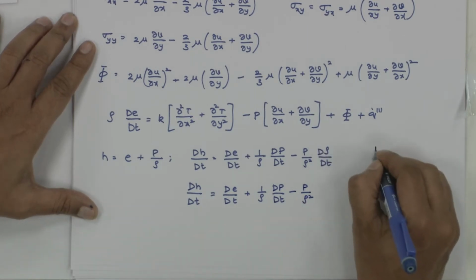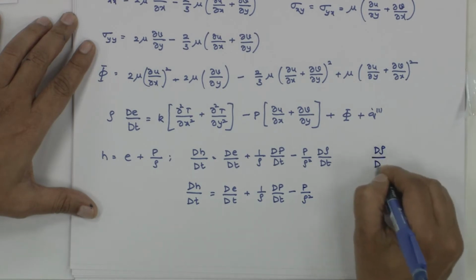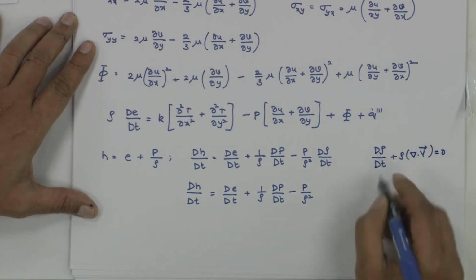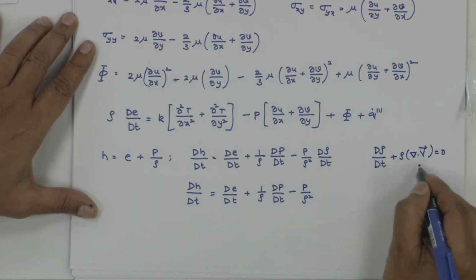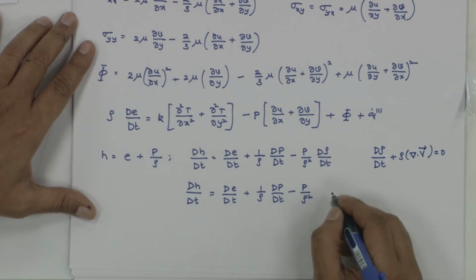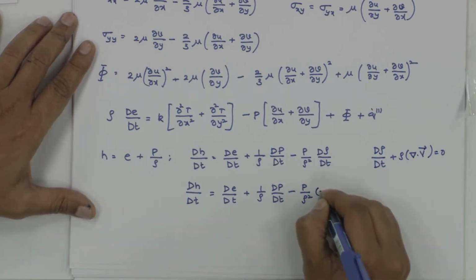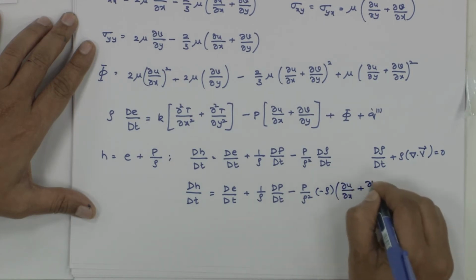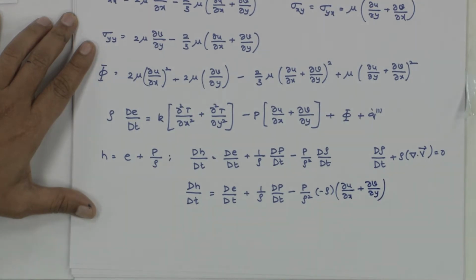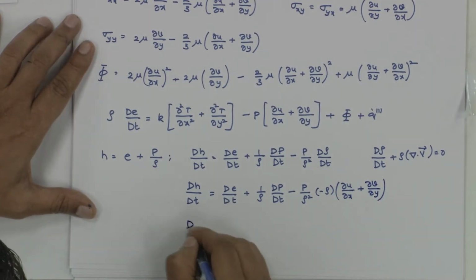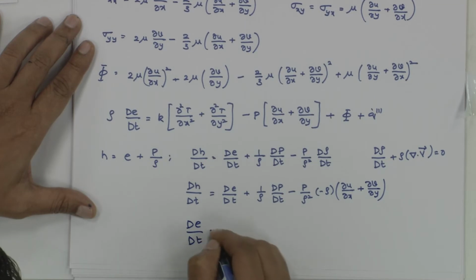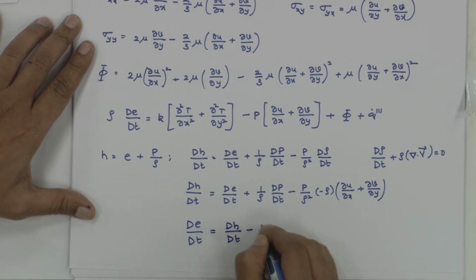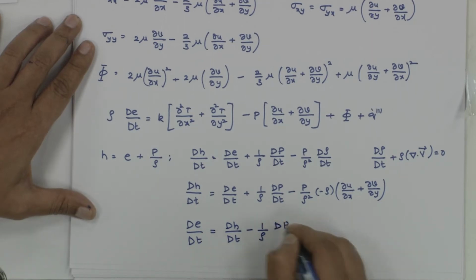We know by conservation of mass, d rho by dt plus rho del dot V equals 0. So d rho by dt will be minus rho del dot V, and del dot V is nothing but del u by del x plus del v by del y. So let me write directly for dE by dt: dE by dt equals dH by dt minus 1 by rho dP by dt.